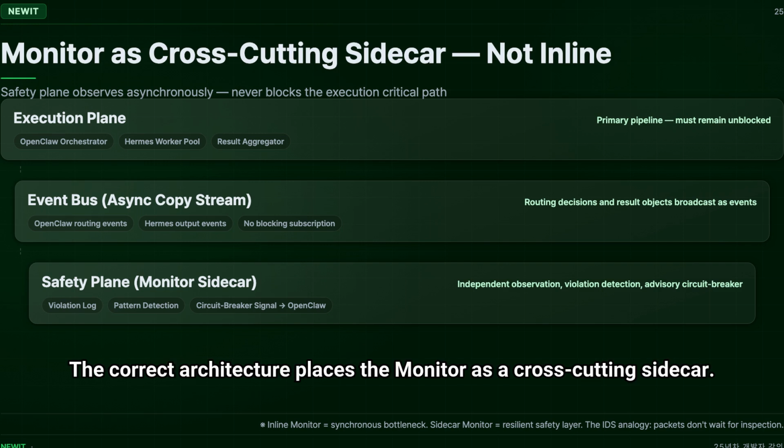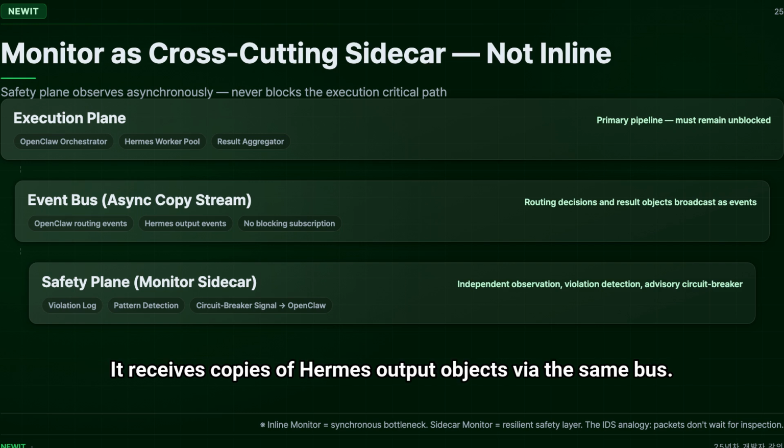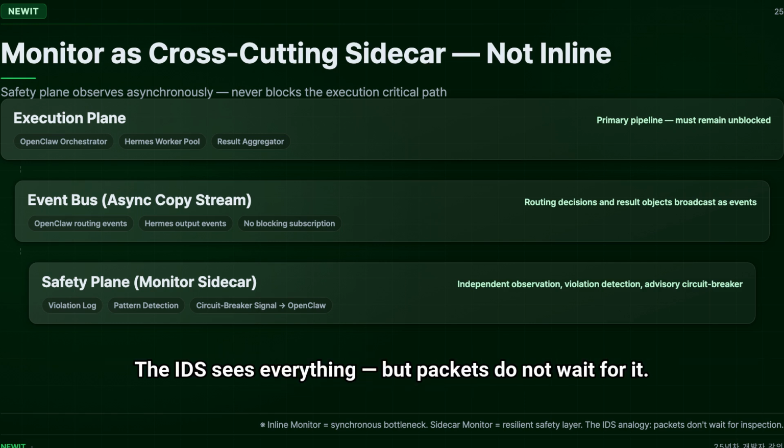The correct architecture places the monitor as a cross-cutting sidecar. It observes asynchronously. It receives copies of OpenClaw's routing decisions via an event bus. It receives copies of Hermes output objects via the same bus. It never sits in the critical path. Think of this as the difference between an inline firewall and a network tap with an intrusion detection system. The IDS sees everything, but packets do not wait for it. The monitor operates under this same principle.